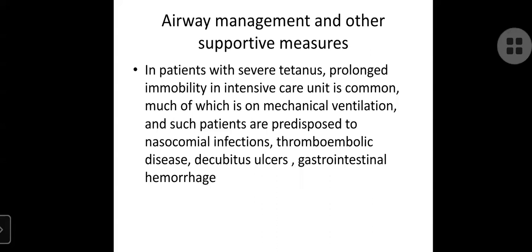Another way to help with the management is airway management and supportive management. These patients with tetanus may have to stay in the intensive care unit for long, or in our wards for long, since you have no intensive care units, and may need some form of mechanical ventilation. Such patients are highly predisposed to nosocomial infection, thromboembolic diseases, decubitus ulcers, and gastrointestinal hemorrhages. So we'll have to take precautions against all these predisposing factors whilst on admission.